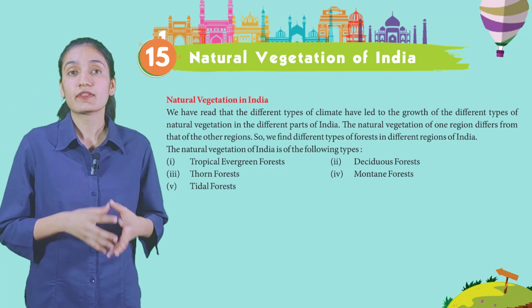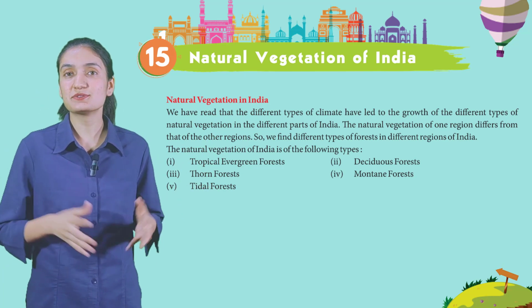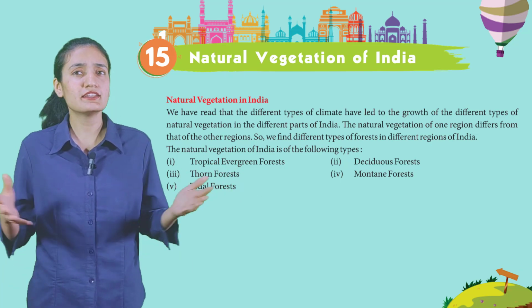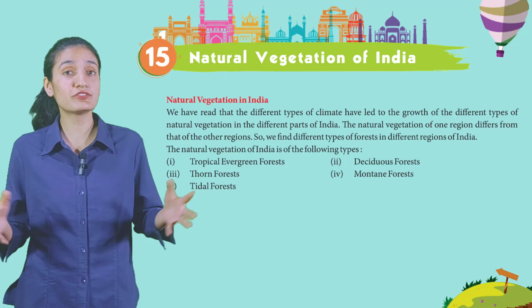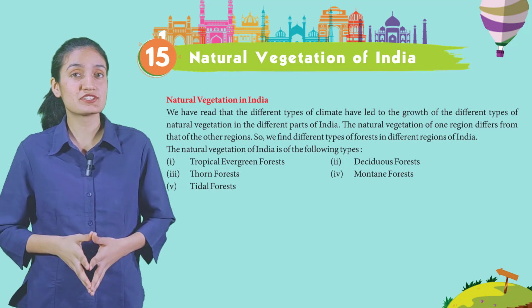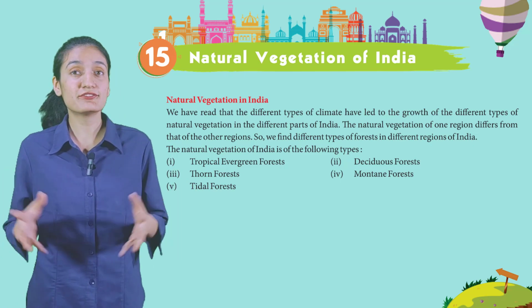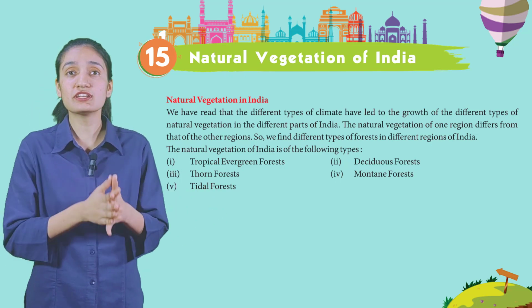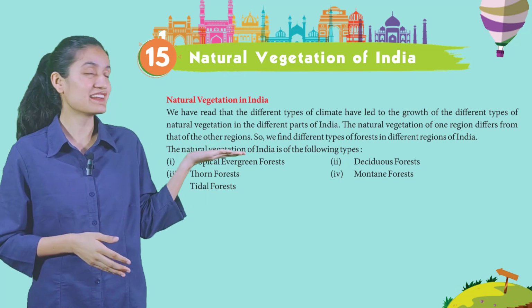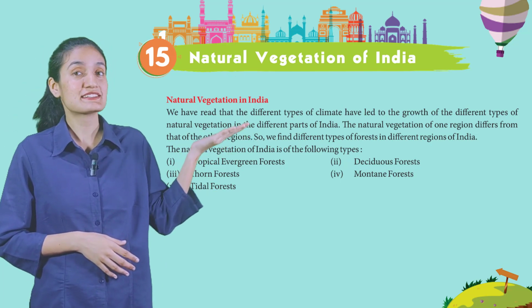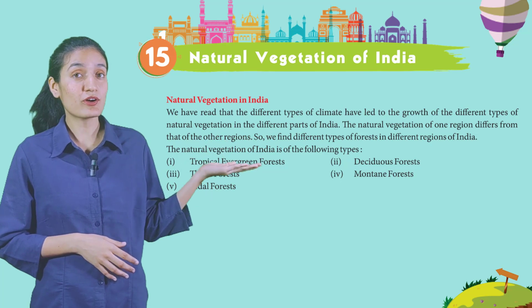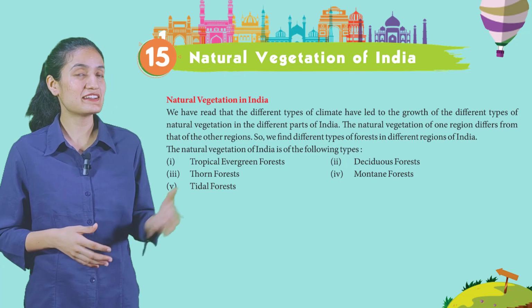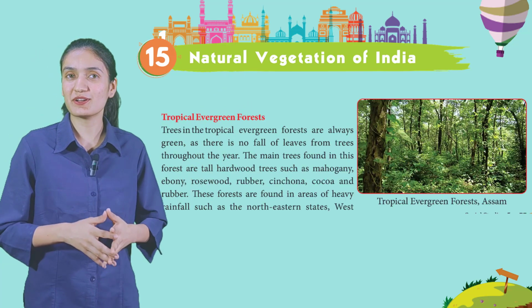We have read that the different types of climate have led to the growth of different types of natural vegetation in the different parts of India. The natural vegetation of one region differs from that of the other regions. So, we find different types of forest in different regions of India. The natural vegetation of India is of the following types. Here are tropical evergreen forest, deciduous forest, thorn forest, montane forest, tidal forest. Now, let's do the tropical evergreen forest.